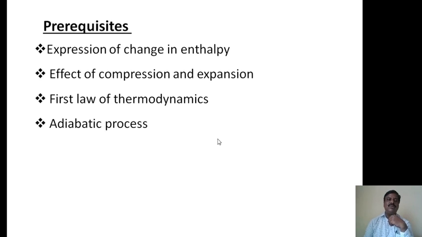Again, you already know about the first law of thermodynamics: energy cannot be created or destroyed, but it is converted from one form into another form. Then what is the meaning of an adiabatic process? What happens in the adiabatic process? You have already learned these terms in PU second year, or in a previous class or other sessions.